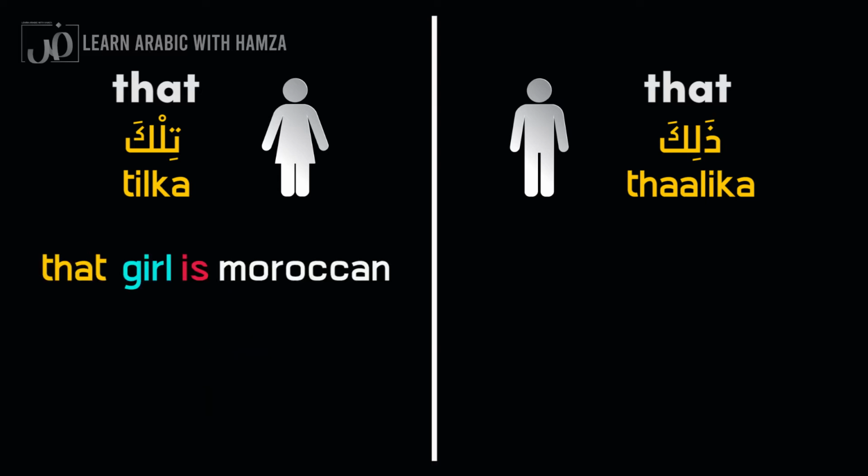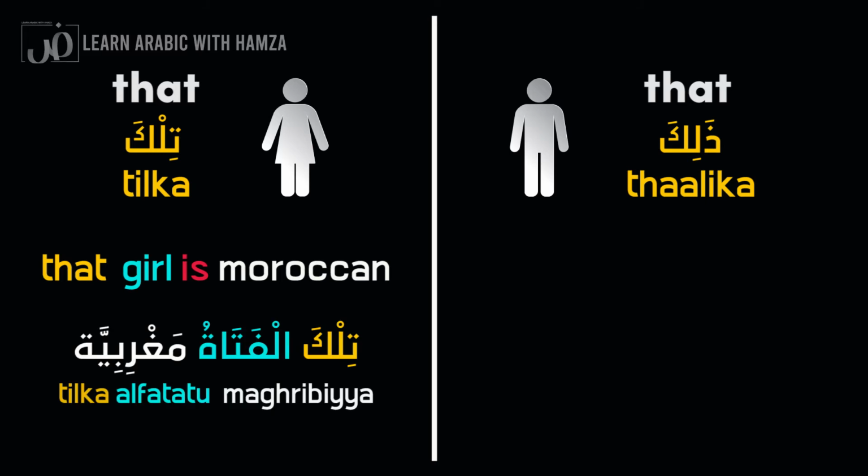Another example. That girl is Moroccan. Here the girl is a feminine noun, so I'm going to use تلك. So تلك الفتاة مغربية. That means تلك because the girl is feminine. تلك means that, girl means الفتاة or البنت, is Moroccan means مغربية. So that girl is Moroccan.